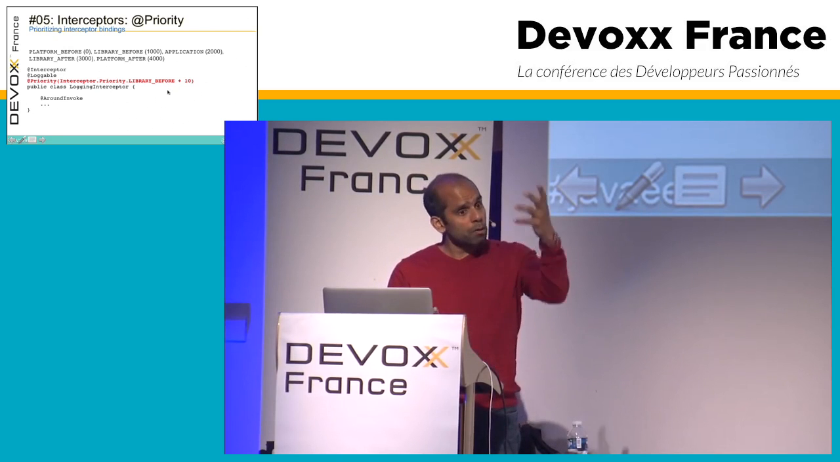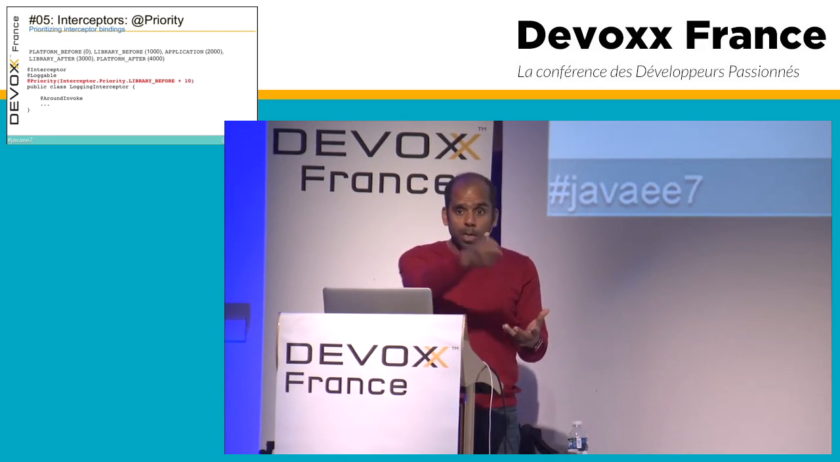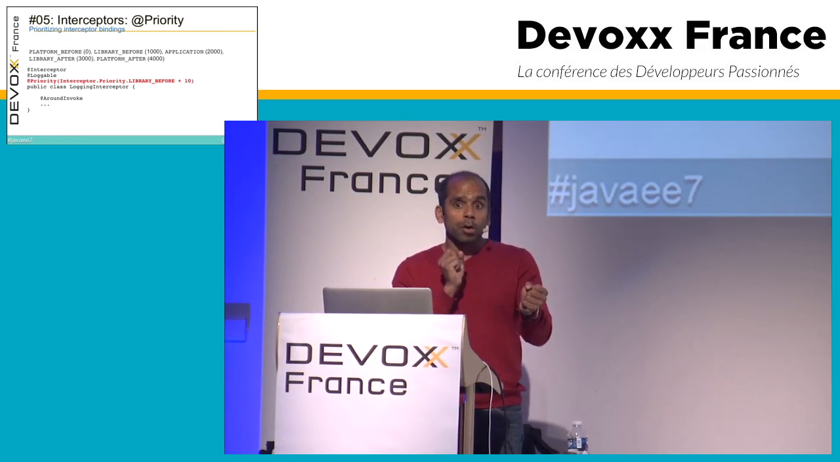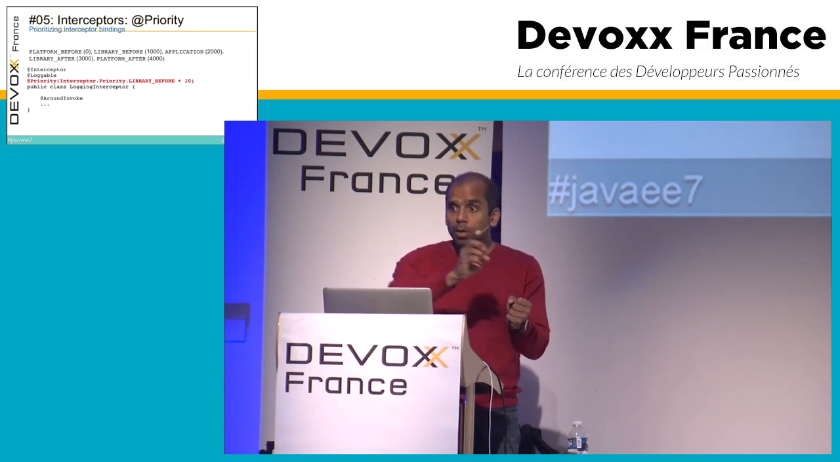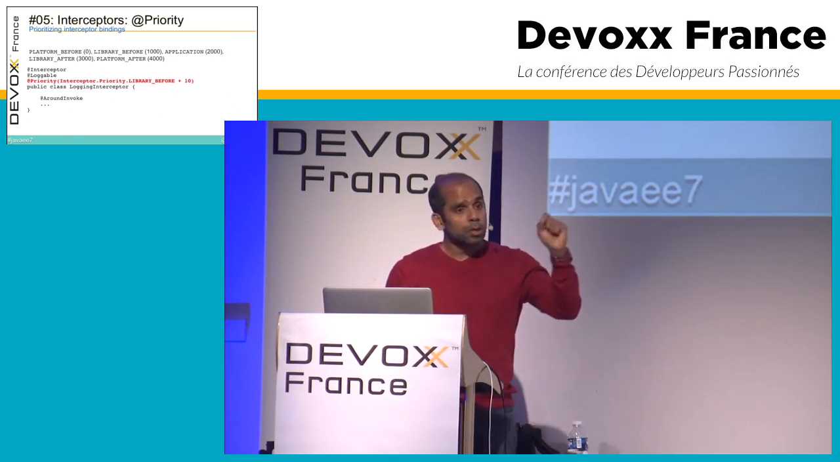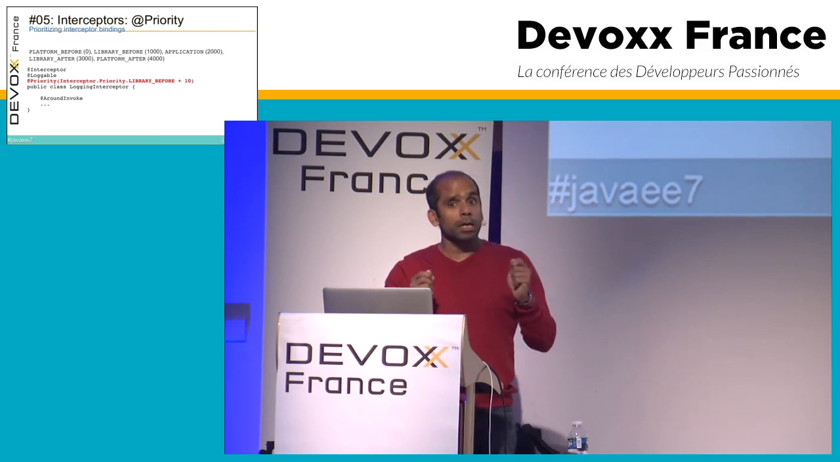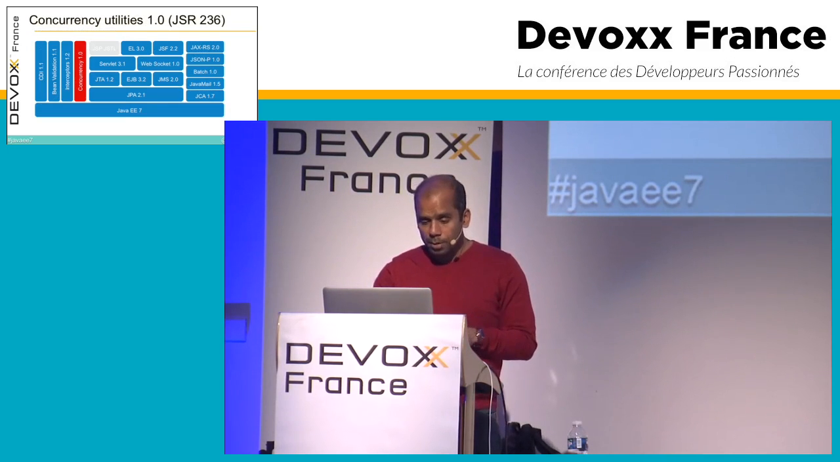So for example, in your application server, let's say somebody has already bundled an interceptor, and you want your interceptor to be called before that. Hopefully they have used a priority. You can say plus or minus 10 and accordingly get it called before or after.